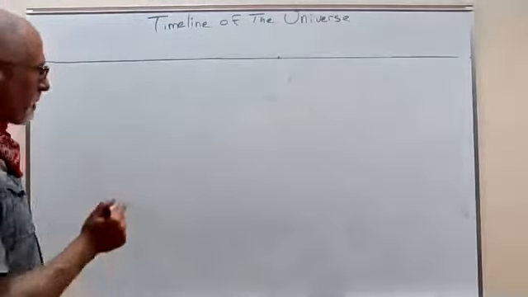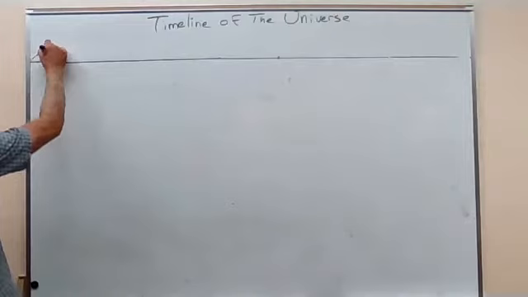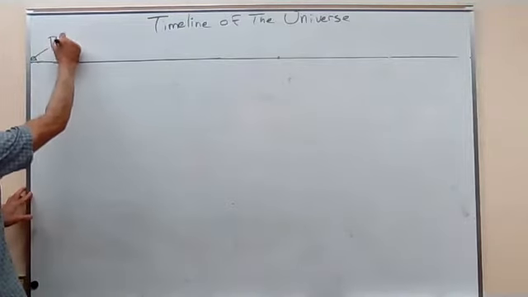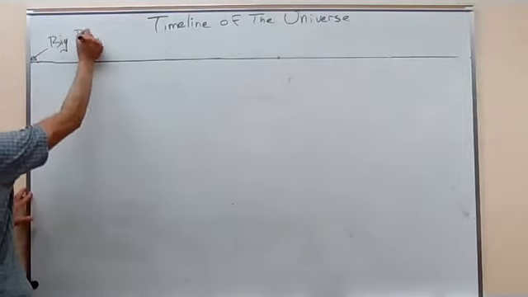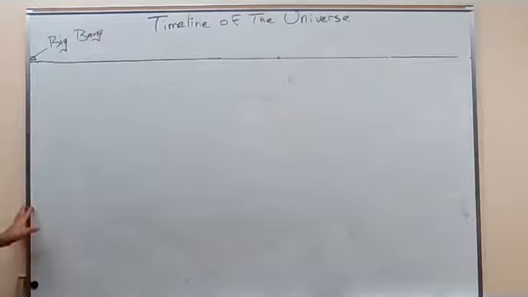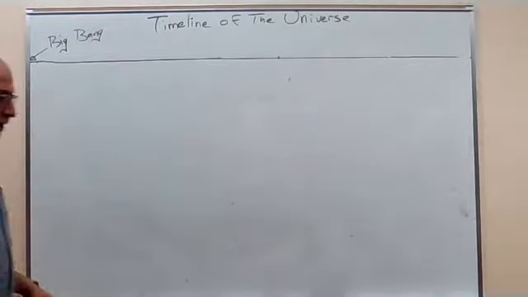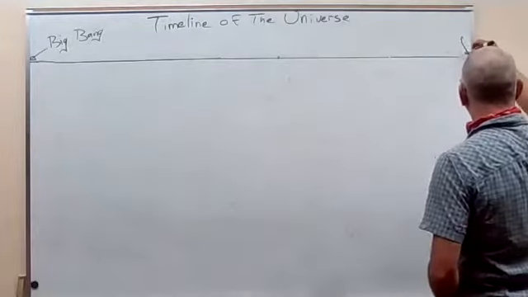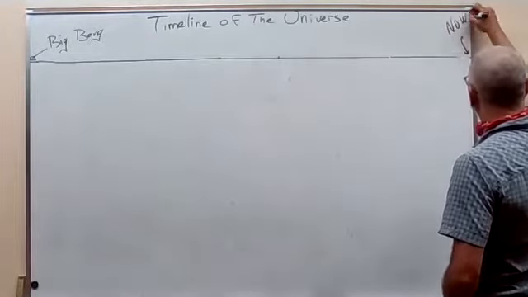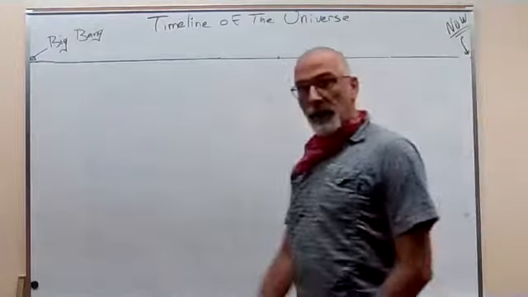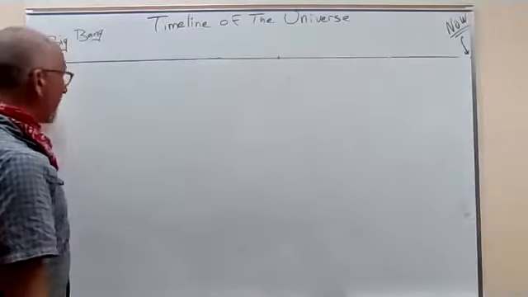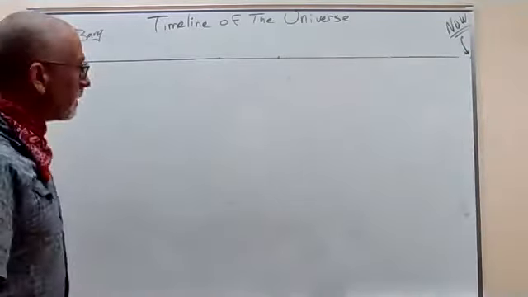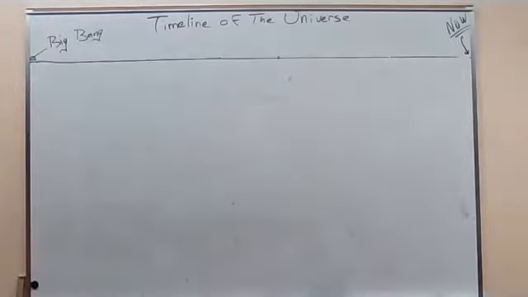I'm going to say this on my timeline. Over here is the Big Bang. That is the Big Bang. That's the beginning of our universe. Over here, on the other end of our timeline, is now. So I've got the Big Bang on one end, and I've got now over there. Okay, what am I supposed to do next?